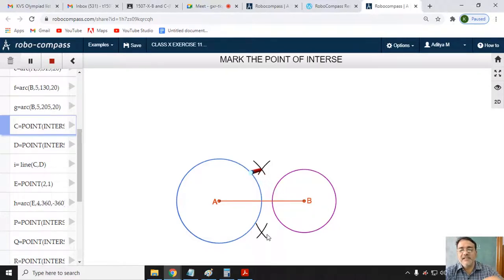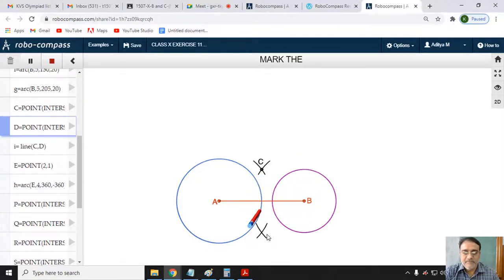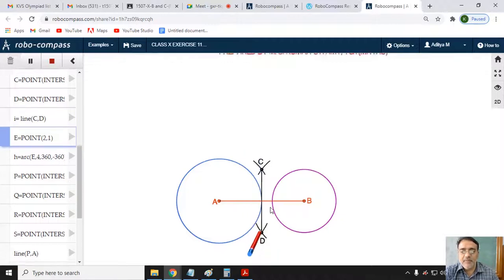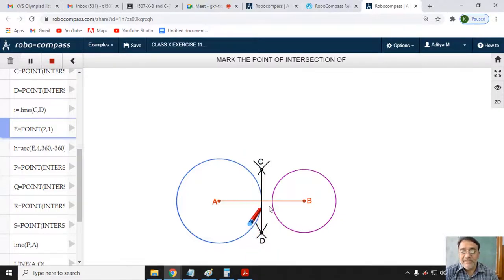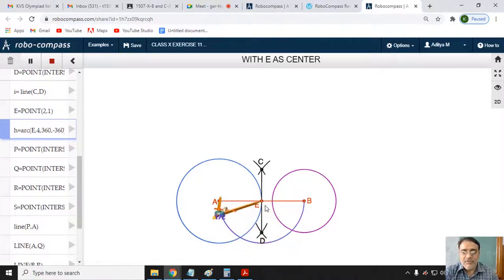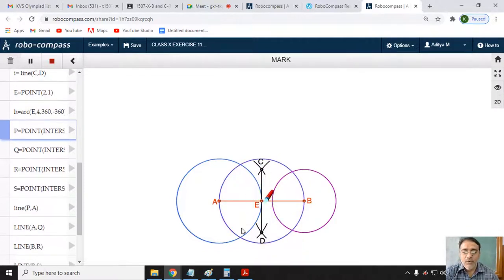Now we'll join C and D. So that will be the perpendicular bisector of AB. Okay. So we'll join CD. CD is the perpendicular bisector of AB, which will intersect AB at point E. Now with center E and radius AE or BE, we'll draw one circle, which will intersect the two circles at 4 points P, Q, R, S.